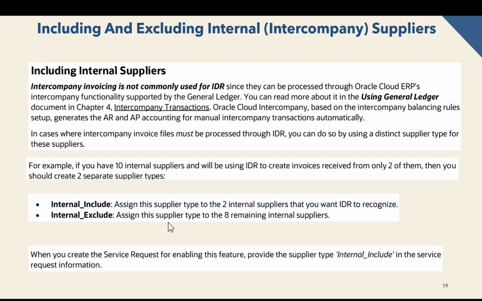First of all, you have to assign the supplier type for all of these suppliers, either include or exclude. Include means that for these suppliers, I will share with them the email address of IDR to send the scanned invoice image to this email address. For exclude, I will exclude these suppliers from IDR processing. So I will assign some suppliers to the include type and the others to the exclude type.